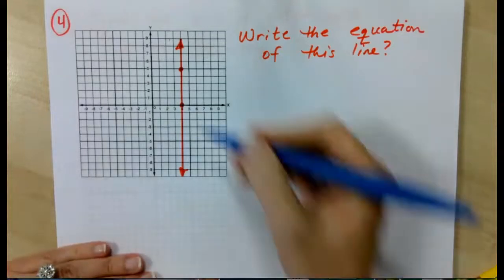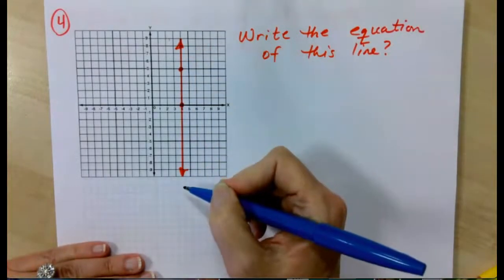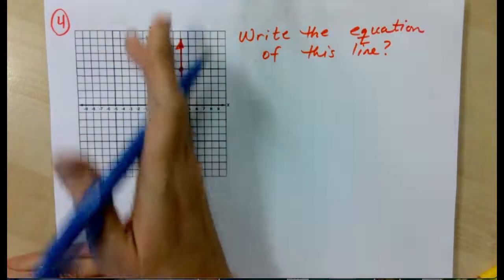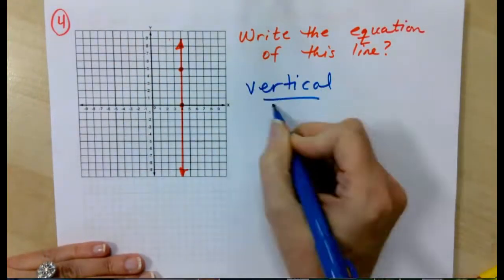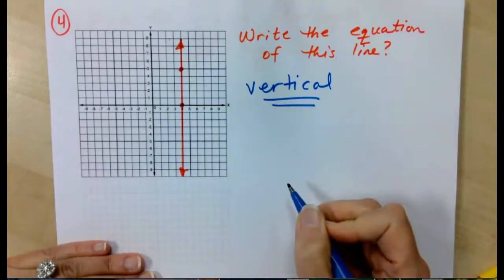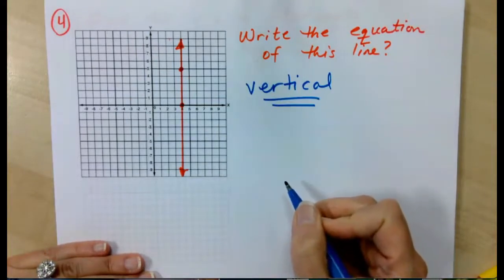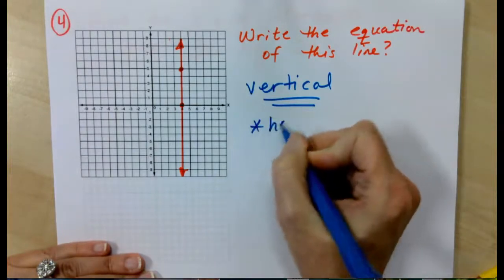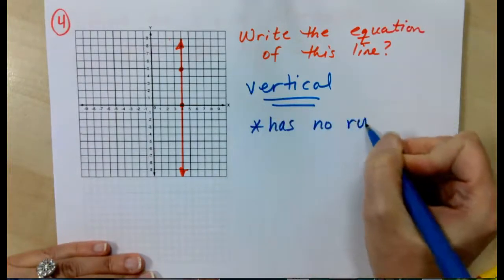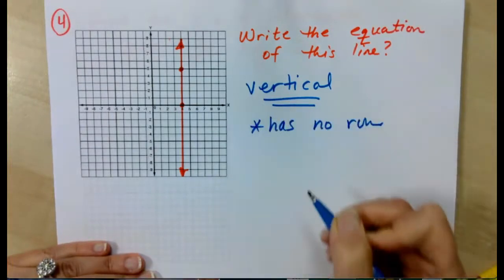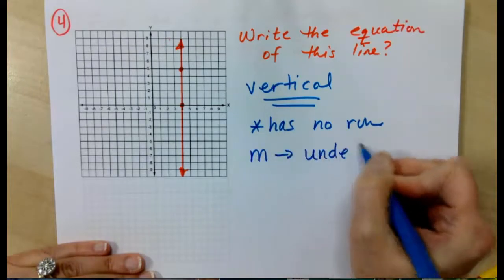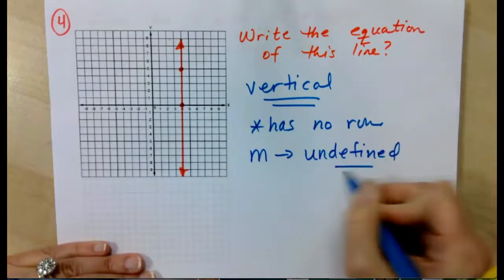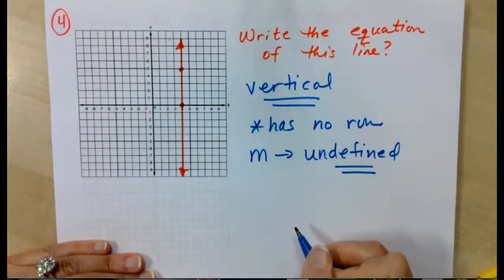Next graph. The next graph is a special line. We can see here that this is a vertical line. And we talked at length in class today about how a vertical line has no run. It only rises. That means its slope is undefined. The slope of a vertical line is undefined.